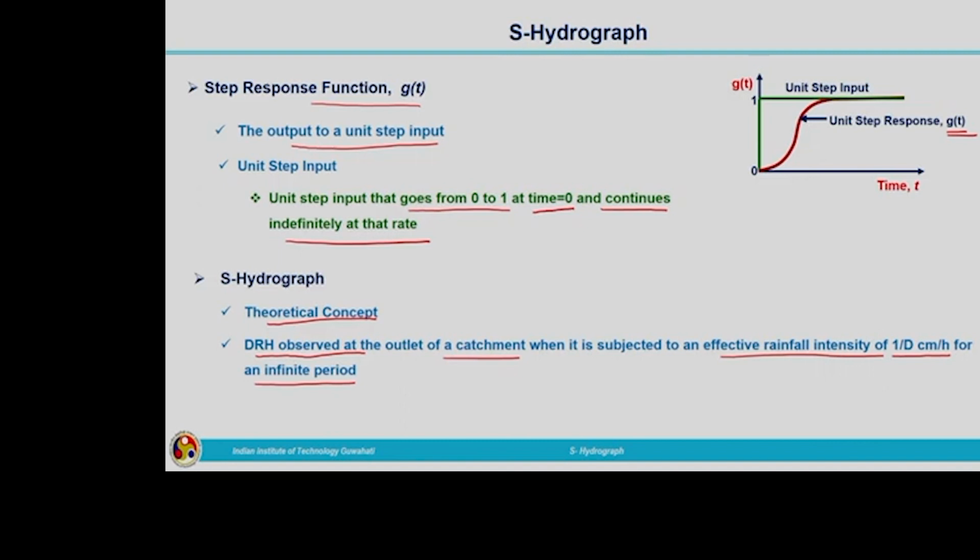But the unit hydrograph is the response of a catchment when it is experiencing a rainfall of 1 centimeter for a duration D, or in terms of intensity, a rainfall intensity of 1 by D centimeters per hour. That is, 1 centimeter of rainfall is acting on the catchment for a specific period of D hours. So, in both, a difference is there. The unit hydrograph is the response for a 1 centimeter rainfall input for a specific period D.